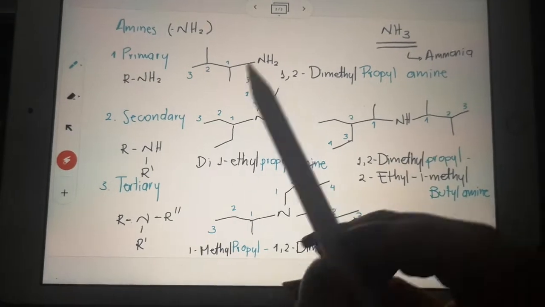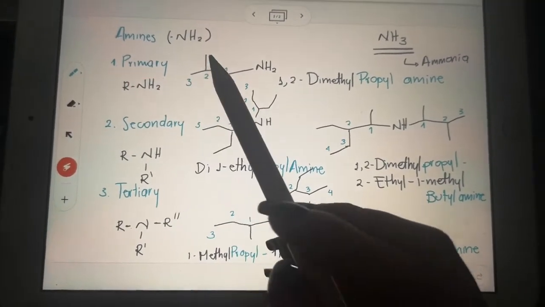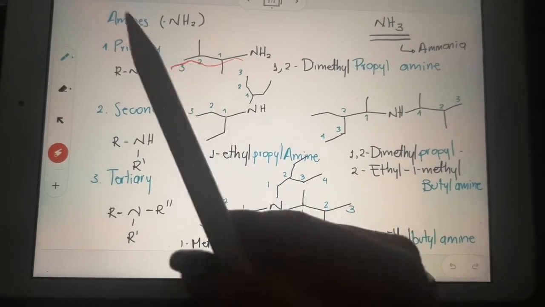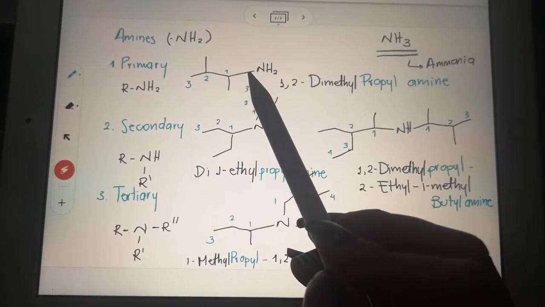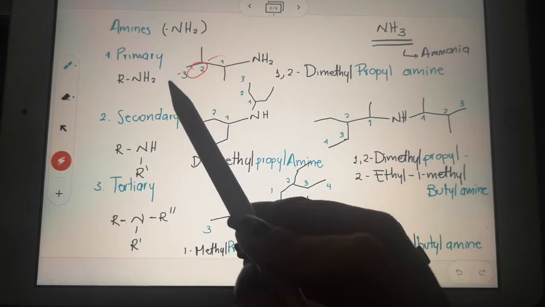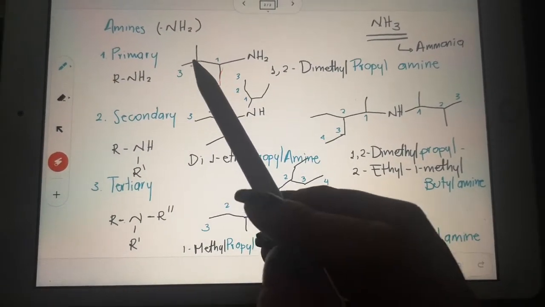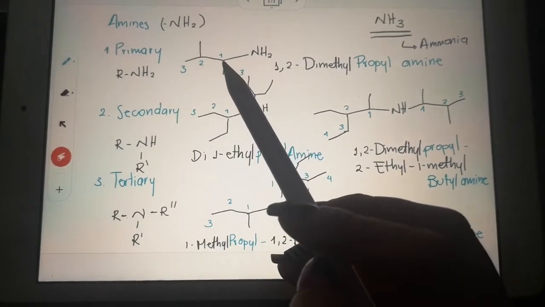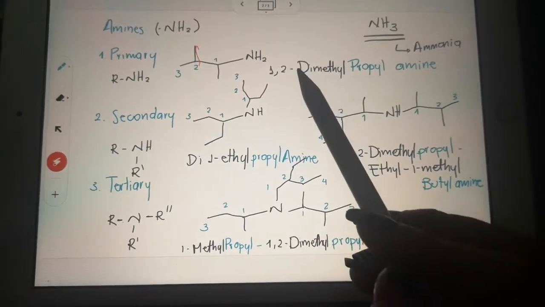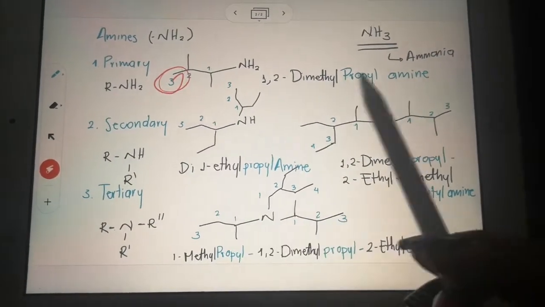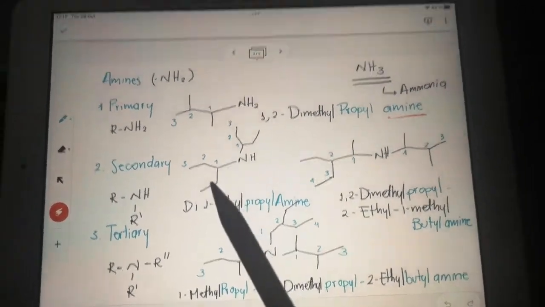So, first option, the primary. In the primary, guys, it's very easy, you name your chain. So you choose the main chain. Here you have 3 carbons, and in the main chain you have 2 branches. For that reason you have 1,2-dimethylpropyl, because it has 3 carbons, so propylamine.